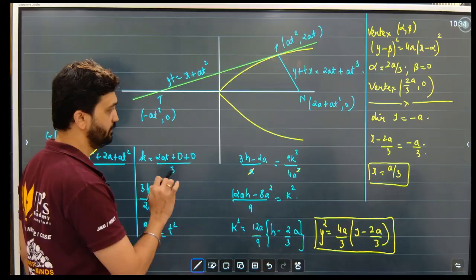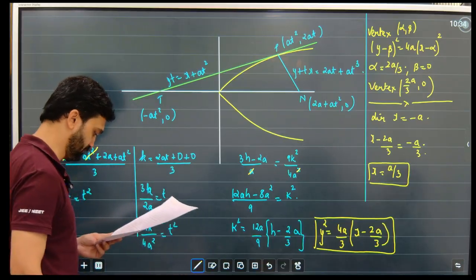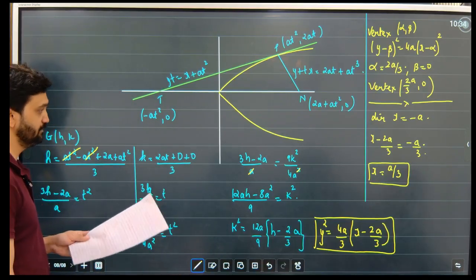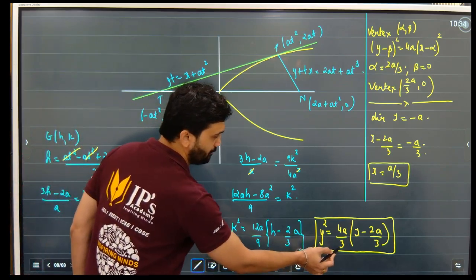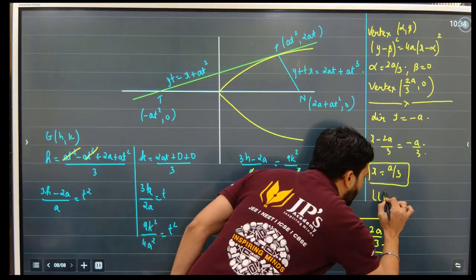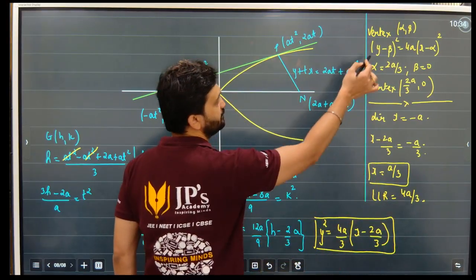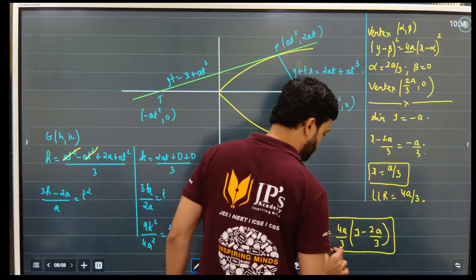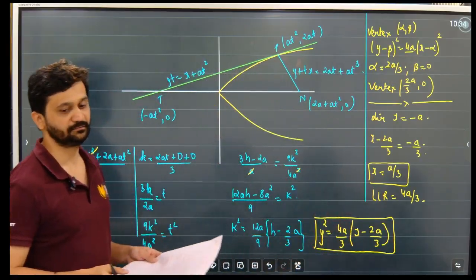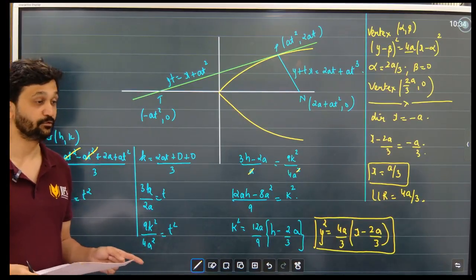So I've got the vertex, I've got the directrix, and the last part they're asking is to find the length of latus rectum. The length of latus rectum is 4a/3, because this is the equation of the parabola. Instead of 4a it's 4a/3, so the length of latus rectum is 4a/3. Did you guys understand this?